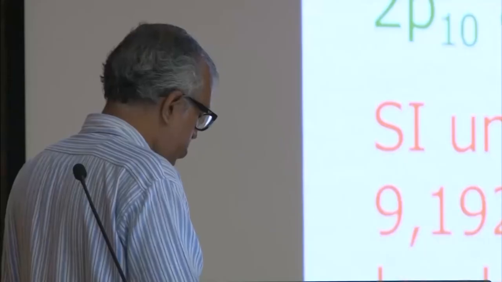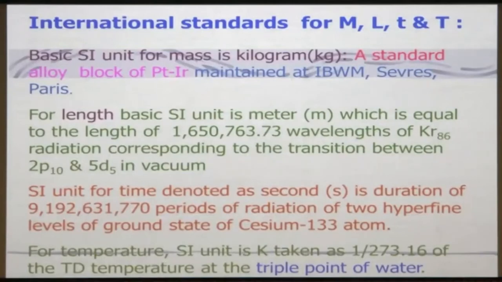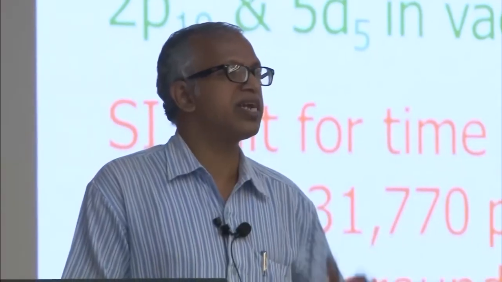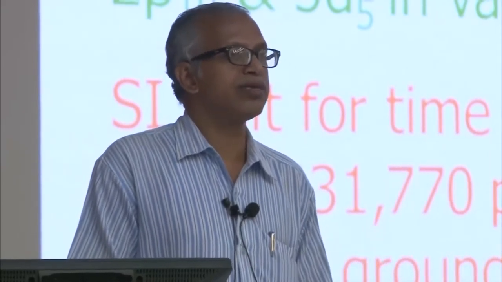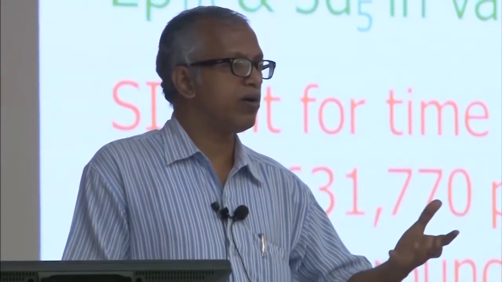Similarly, in earlier days people kept a metal bar and said this is 1 meter, but nowadays it has been changed. The basic SI unit of length is the meter, which is equal to 1,650,076.73 wavelengths of krypton 86 radiation, corresponding to the transition between 2p10 and 5d in vacuum. This is more precise, because this is the standard being utilized.